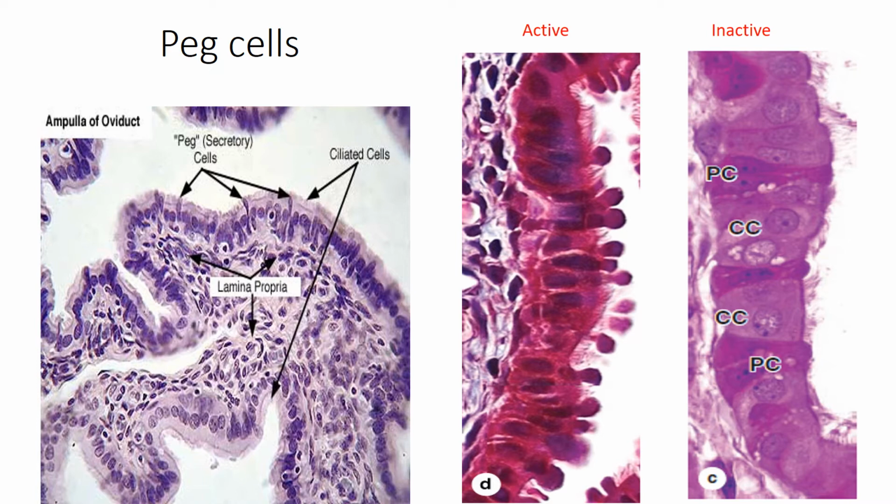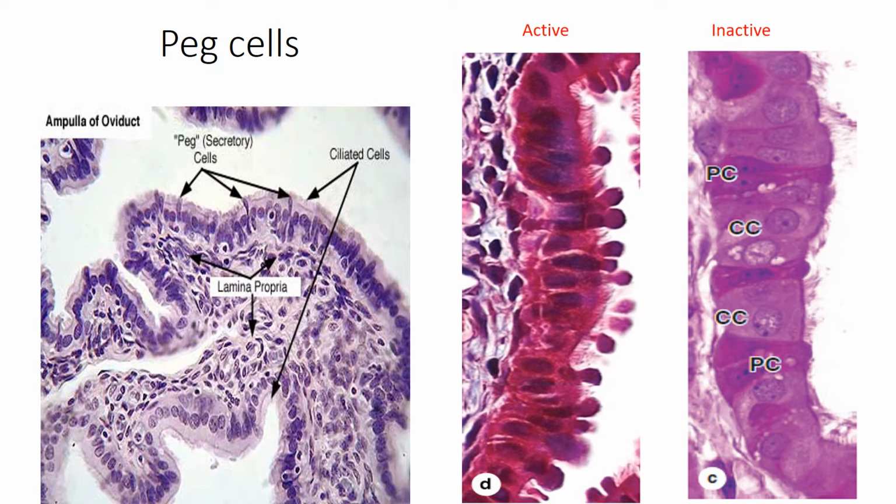They secrete this nutritive portion which provides the nutrition to the secondary oocyte initially, and then later on to the fertilized oocyte and to the embryo. So these are the secretory cells, also known as peg cells. Here it is shown how, because of the cyclical changes in the ovary, this mucosa, this lining epithelium also modifies.